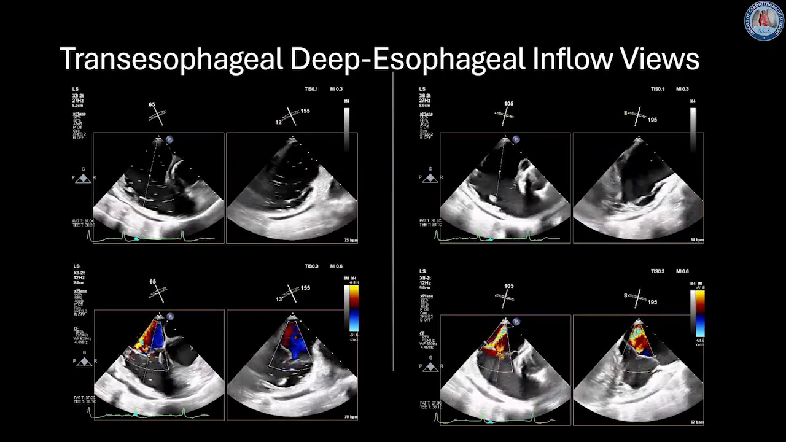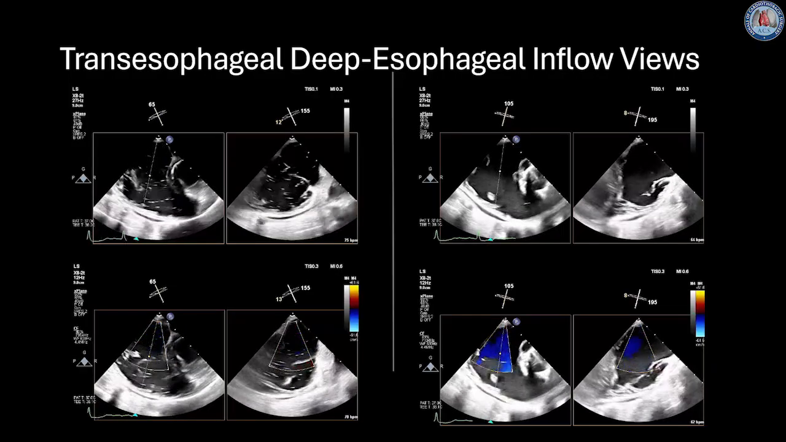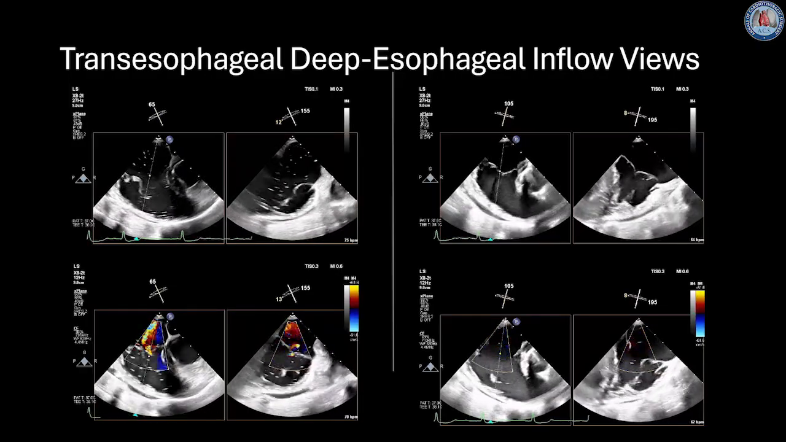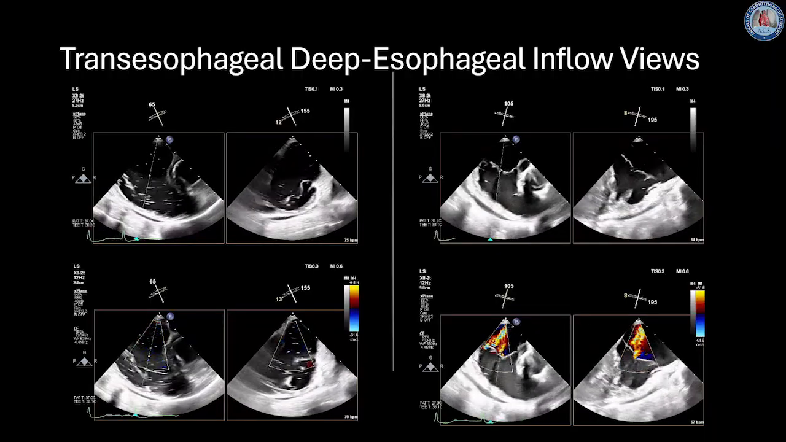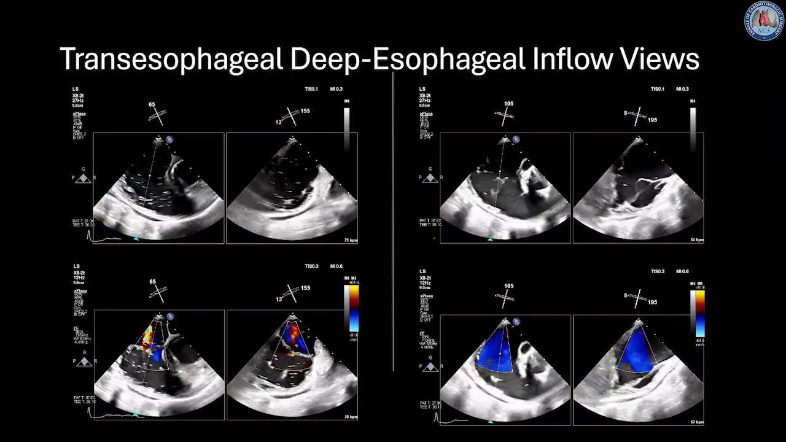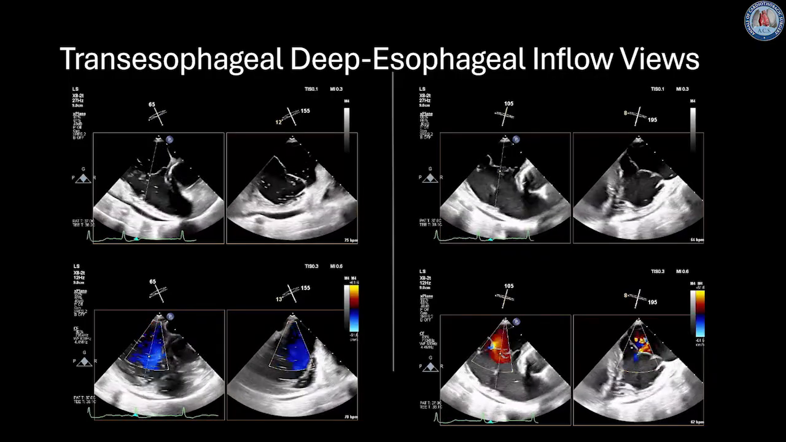To further optimize imaging, more distal esophageal windows were obtained. The higher imaging angle provided improved alignment with the tricuspid annulus and Doppler cursor, allowing clearer visualization of multiple regurgitant jets traversing the valve.